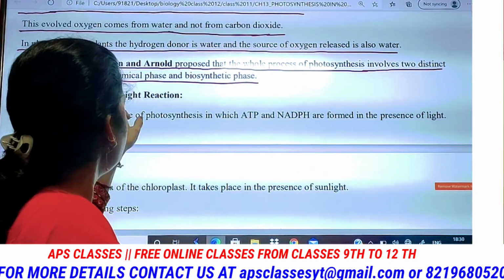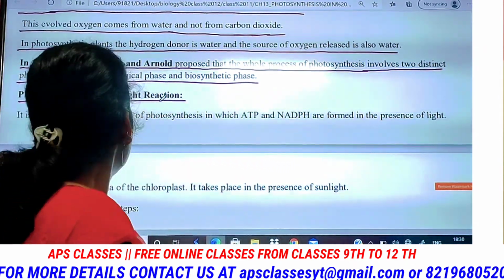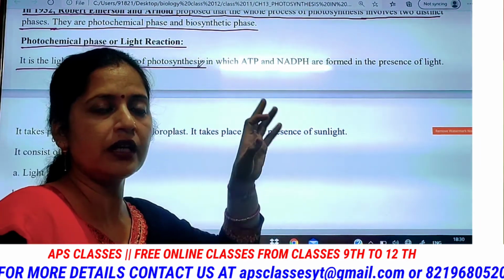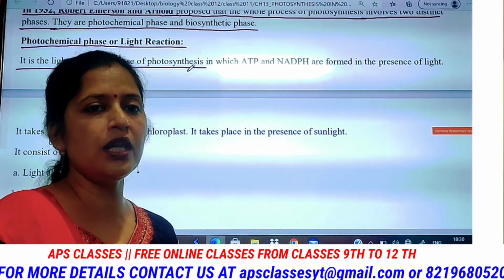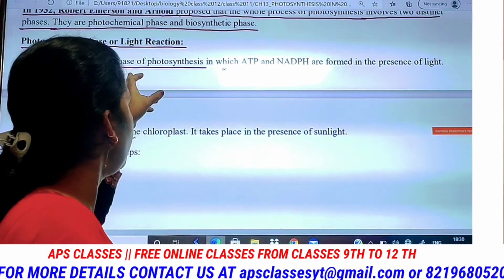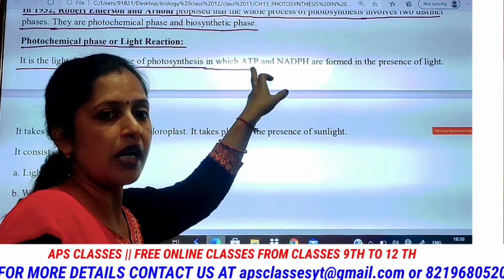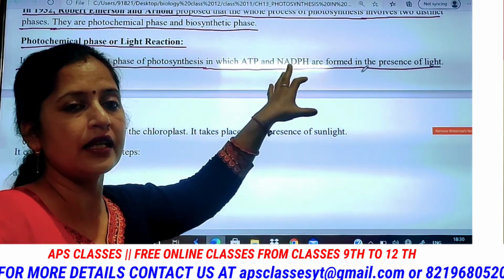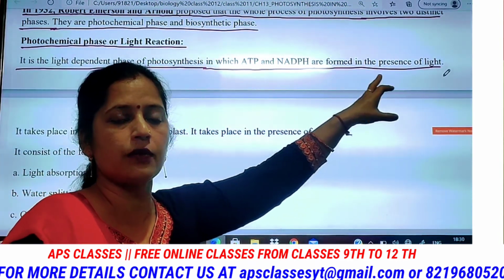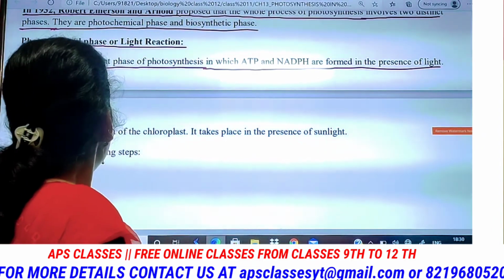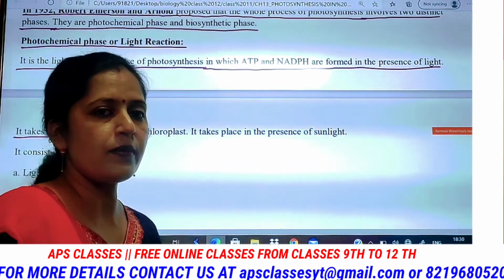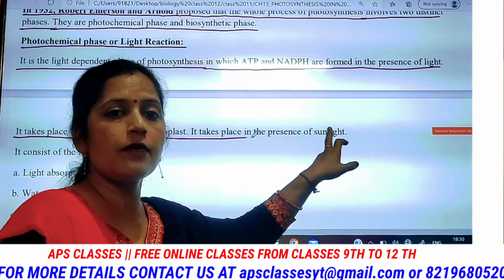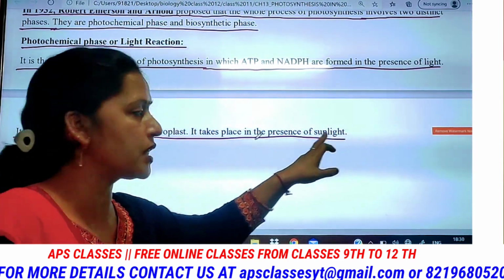पहले हम लेते हैं photochemical phase और the light reaction. It is the light dependent phase of photosynthesis. ये light dependent, so that means that this phase totally depends upon the light. So this is the light dependent phase of photosynthesis in which ATP and NADPH are formed in the presence of light. इसमें दो products बनेंगे, that are the ATP as well as NADPH in the presence of sunlight. It takes place in the grana of the chloroplast. और especially कहाँ takes place करेंगे, in the grana of the chloroplast. It takes place in the presence of sunlight. और ये sunlight की presence में takes place करेंगे.